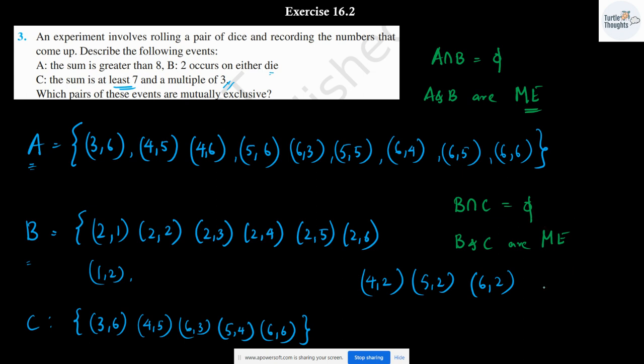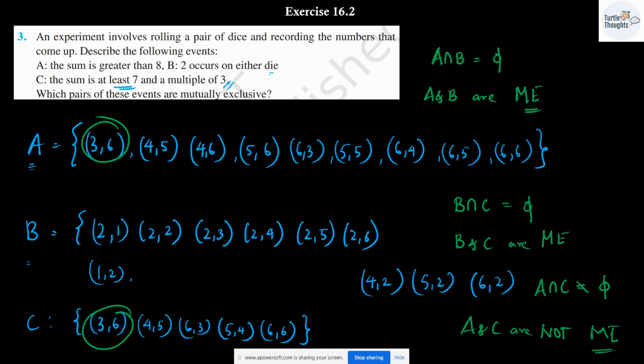Again, A and C, I can consider A intersection C is not equal to phi, because 3 comma 6 is there both in A and C. Since we have common elements, I can write that A and C are not mutually exclusive events. This is the answer for question number 3.